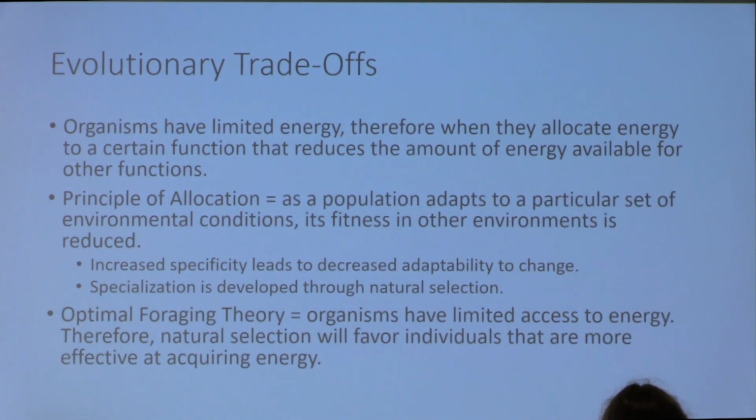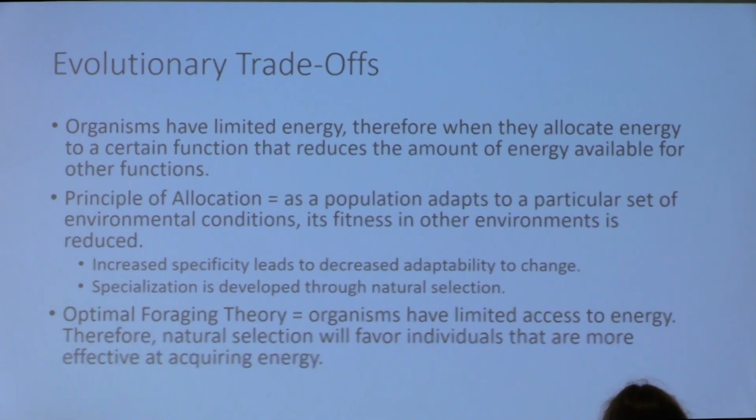Some species might put more into obtaining prey, foraging, camouflage, or reproduction, and others might do a different type of energy allocation. This brings us to the principle of allocation, which is that as a population adapts to a particular set of environmental conditions, which is talking about our niche, they begin to have increased specialization. And as that increased specialization occurs, it decreases their adaptability to change.